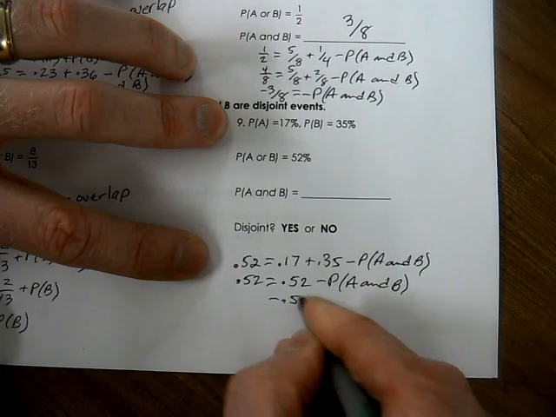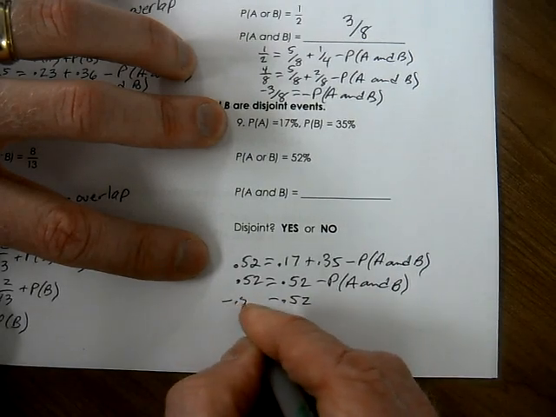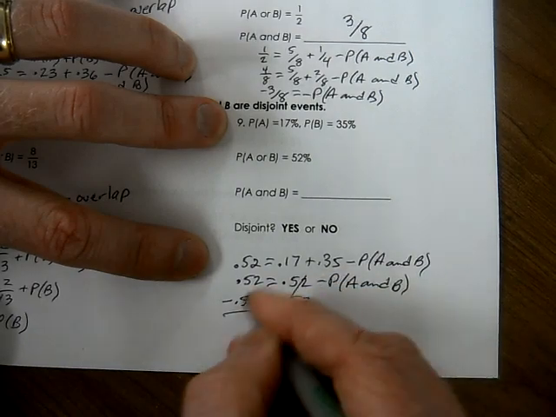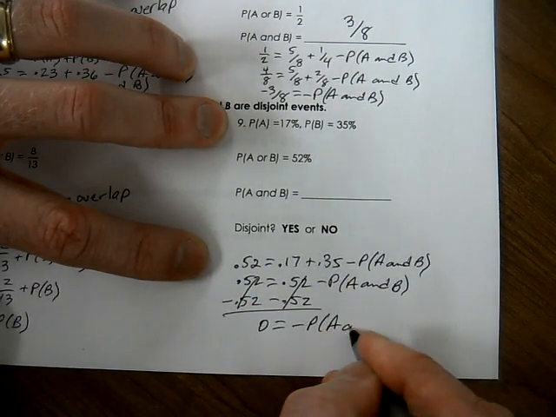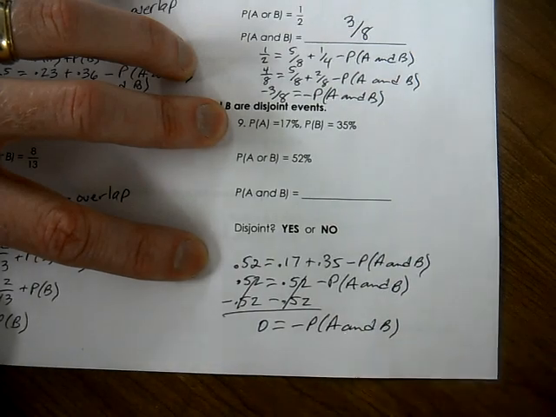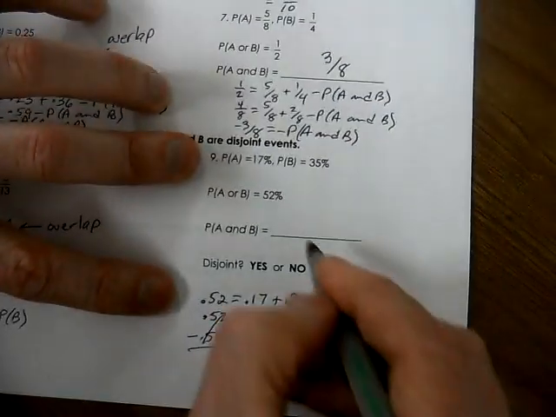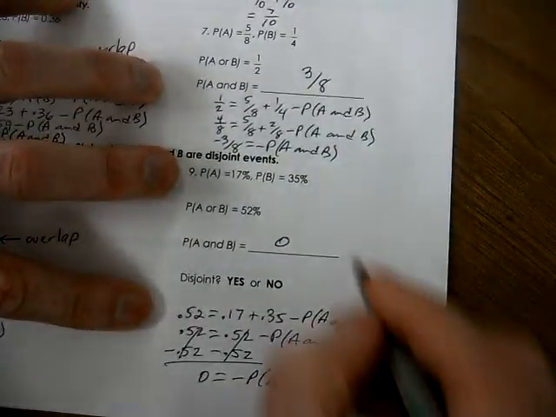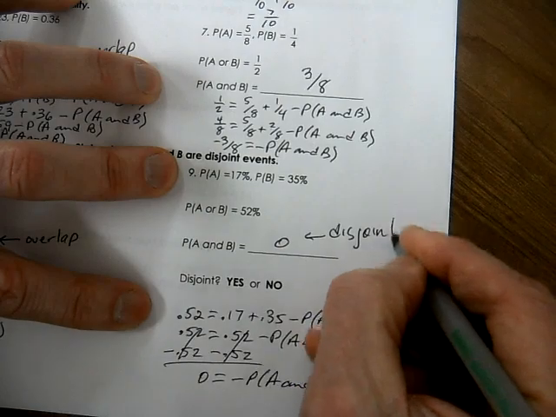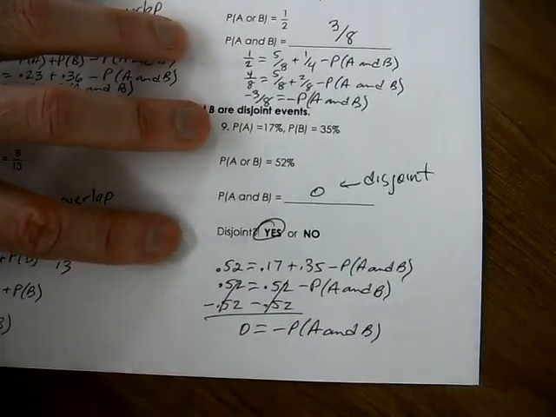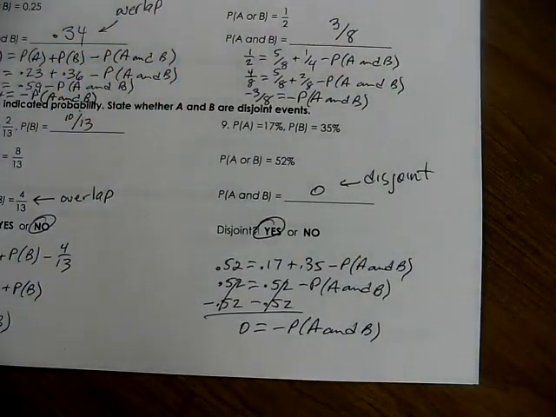So when we subtract that across, look at what happens. They both cross off. So the probability of A and B isn't happening. So this is disjoint. Yes, it is, because we calculated the probability of A and B to be 0.